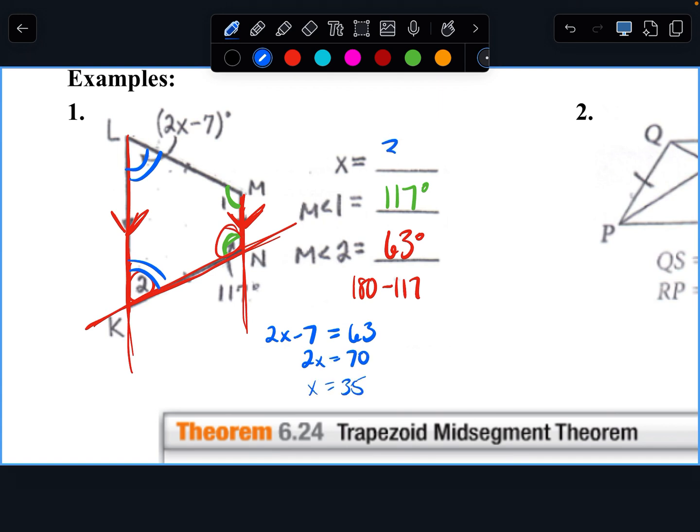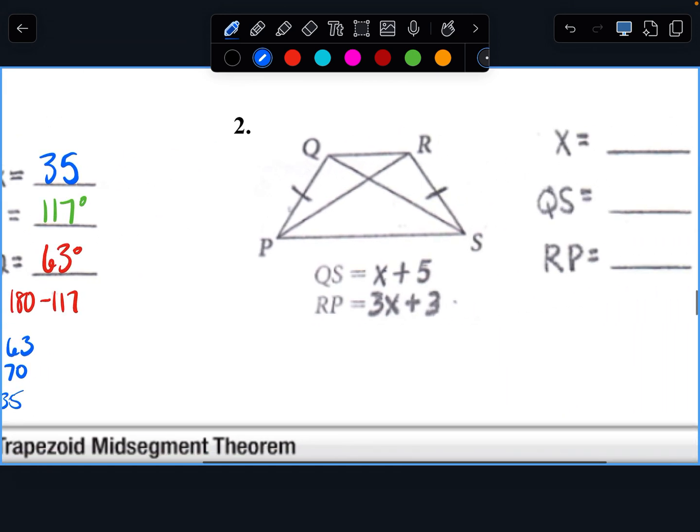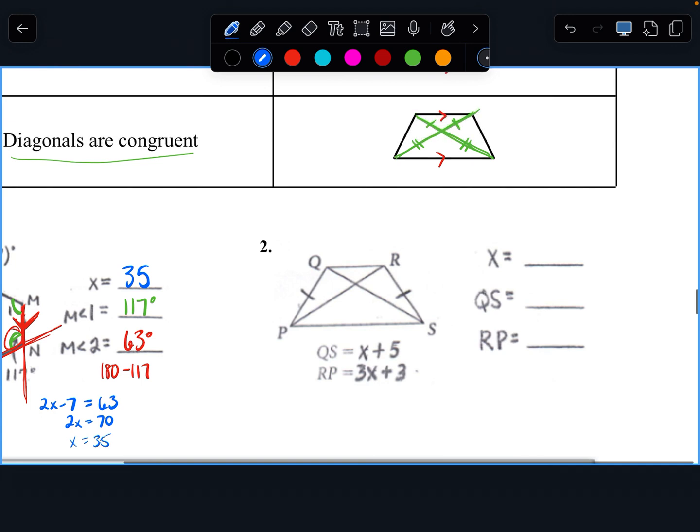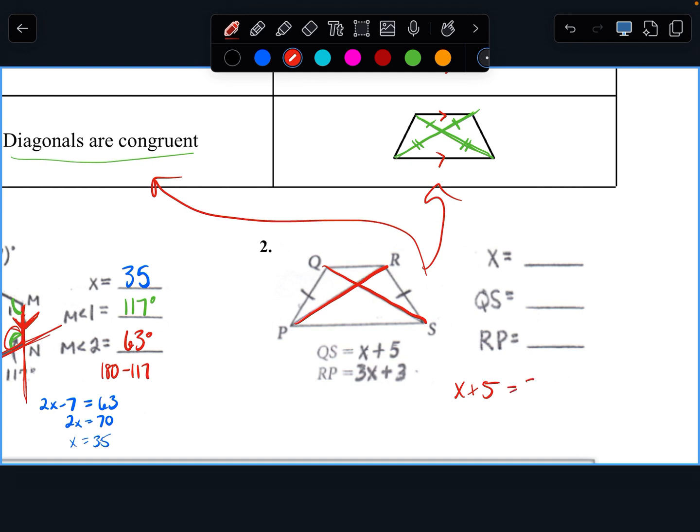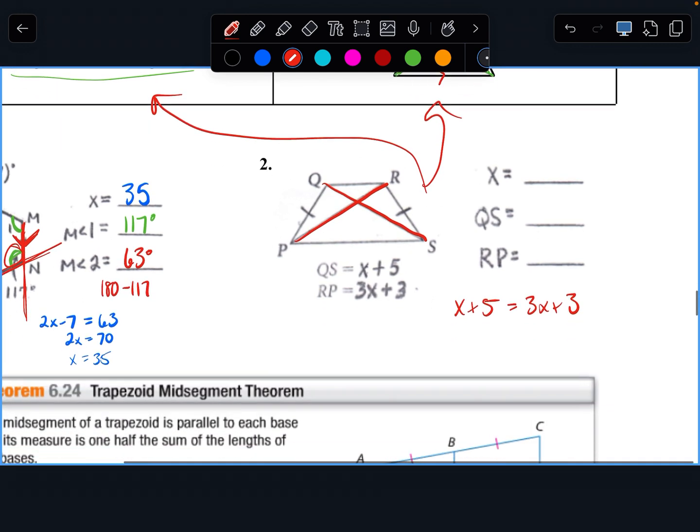And get your X. You guys know how to do your algebra pretty well. It's more just about what's the same, what's not. Okay. And then same with number 2. I wonder what's the same. QS. Here's QS. There's RP. Oh, wow. It says the diagonals are congruent. So guess what? You're just going to set them equal to each other.